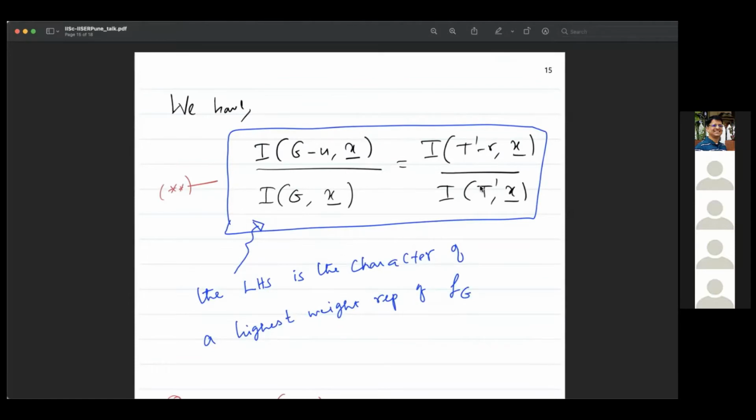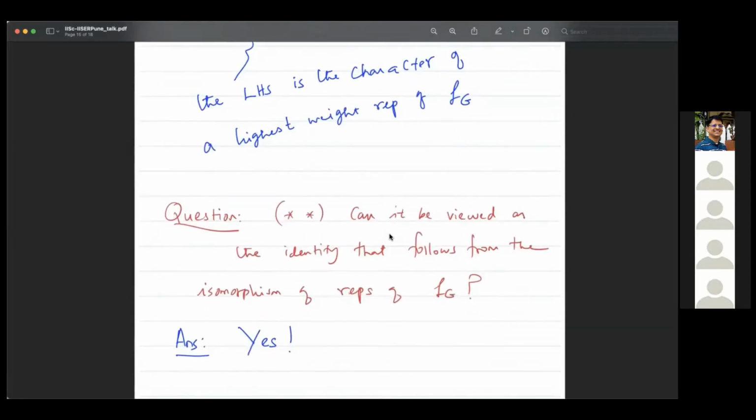So if you look at this multivariate version, the left-hand side is easily seen to be the character of some highest weight representation of this LG. Okay, so then one can ask whether this identity can be viewed as an identity that comes from an isomorphism of representations of LG. Okay, so this is what I proved with Karthik Singh. The answer to this question is affirmative. So the answer is yes.